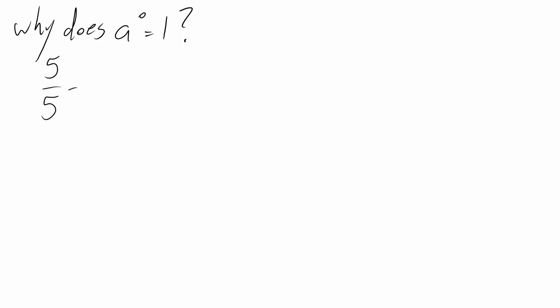5 divided by 5. Now, without going into too much explanation here, this is just equal to 1. And no big surprise, any number divided by itself, again with the exception of 0, is going to be equal to 1.